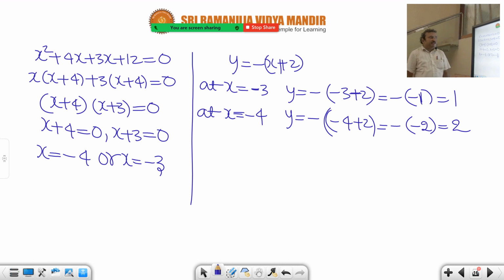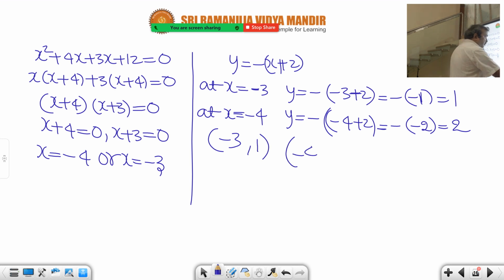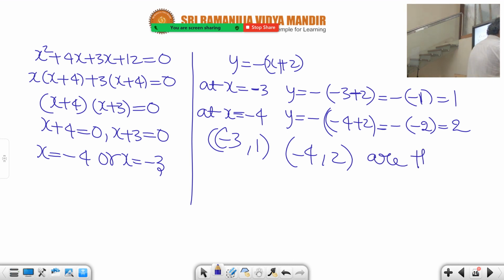So what are the points of intersection? Minus 3 comma 1 and minus 4 comma 2 are the points of intersection.